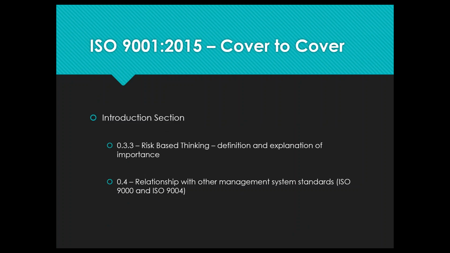to 0.3.3, which is risk-based thinking. Risk-based thinking is a very big concept in the standard, and risk actually has its own section. We'll be tackling that when we get to Annex A. 0.4 establishes the relationship that ISO 9001 has with both the ISO 9000 fundamentals document and the 9004, which is guidelines and guidance on improvement.